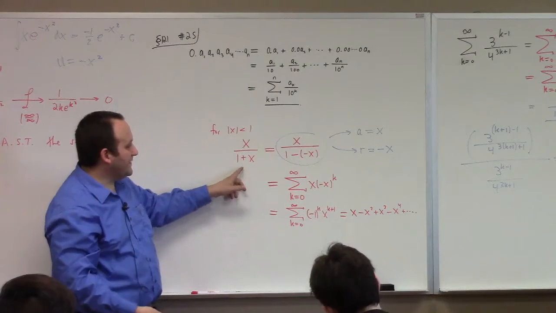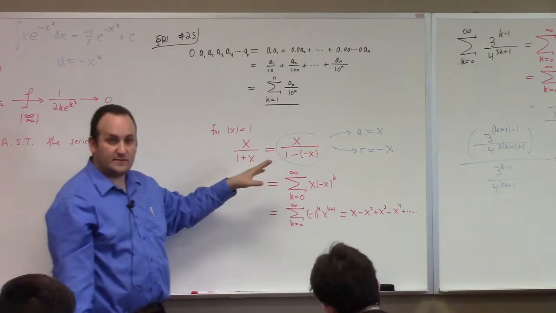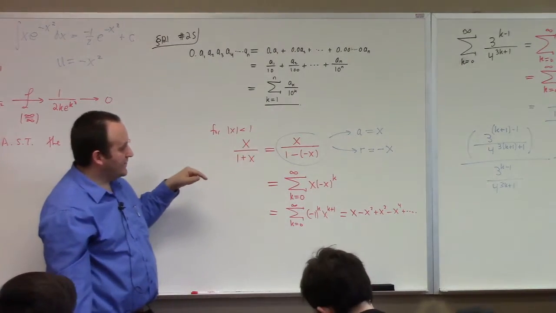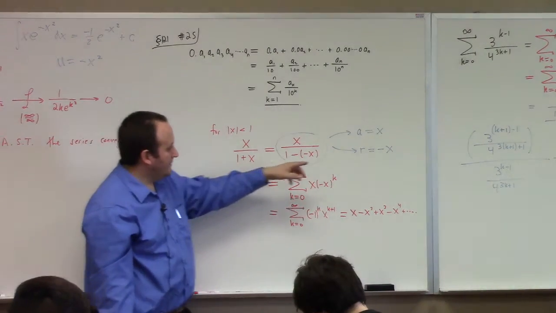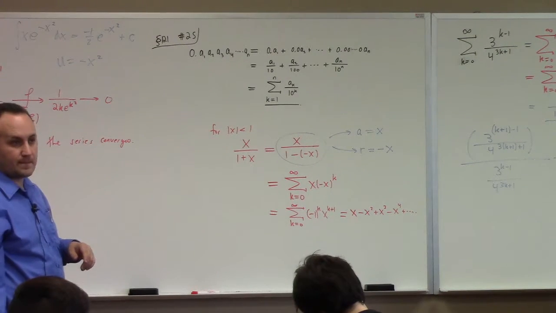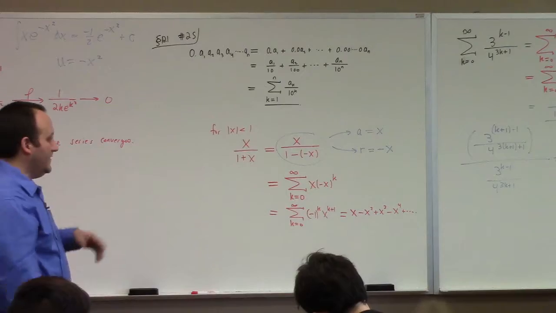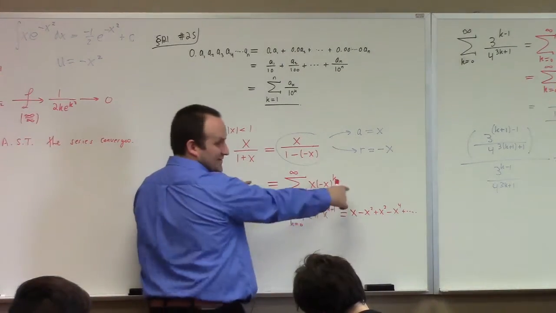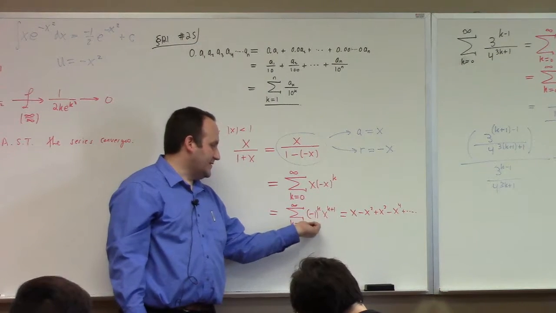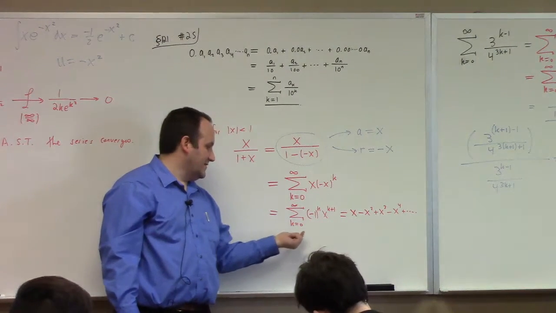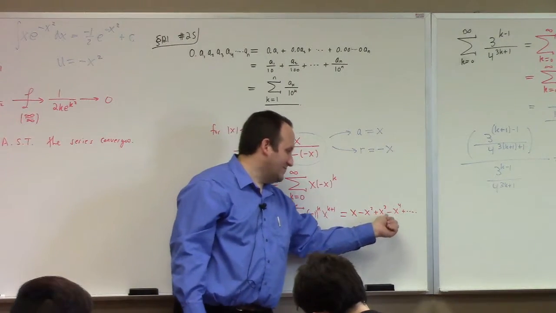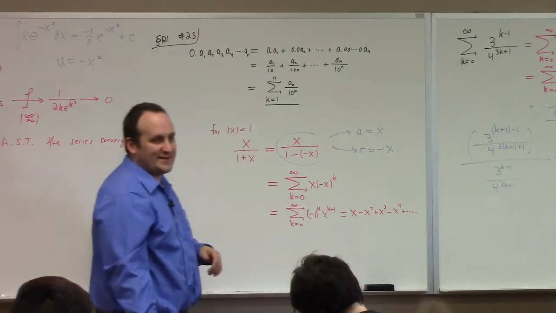I'm going to rewrite this as x over 1 minus minus x, right? And then I can see a is equal to x, and r is equal to minus x. Then geometric series, again, working backwards, and then just clean it up. That's the sum of minus 1 to the k times x to the k plus 1, k equals 0 to infinity. Or if you want to write it out explicitly, x minus x squared plus x cubed minus x to the 4th plus dot, dot, dot.